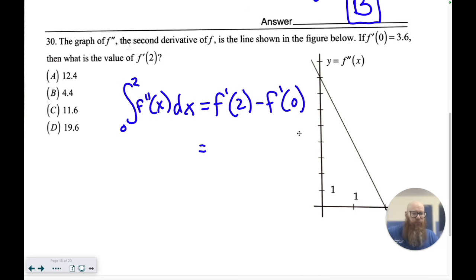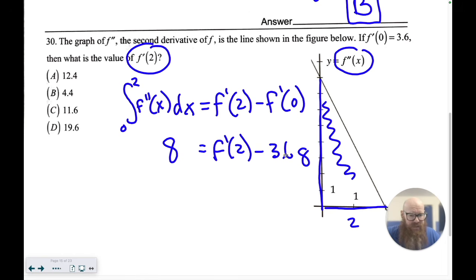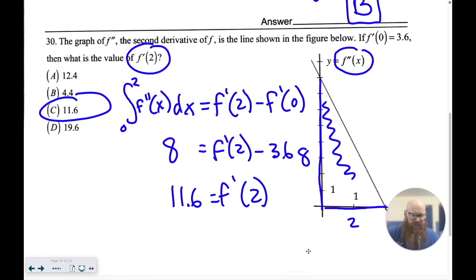So the integral from 0 to 2 of the f double prime graph is just the area of this triangle. This is a base of 2. This is a height of 8. 2 times 8 is 16 divided by 2. It brings us back to 8. So the integral from 0 to 2 is 8 because it's the area over here. F prime of 2 is unknown. That's what they're asking us about. F prime of 0 is 3.6, and now I just add it over. So 11.6 is f prime of 2. So therefore, that is answer choice C.